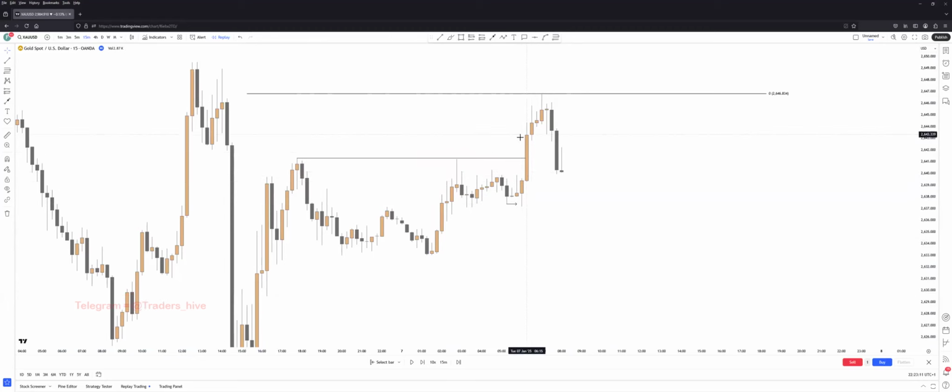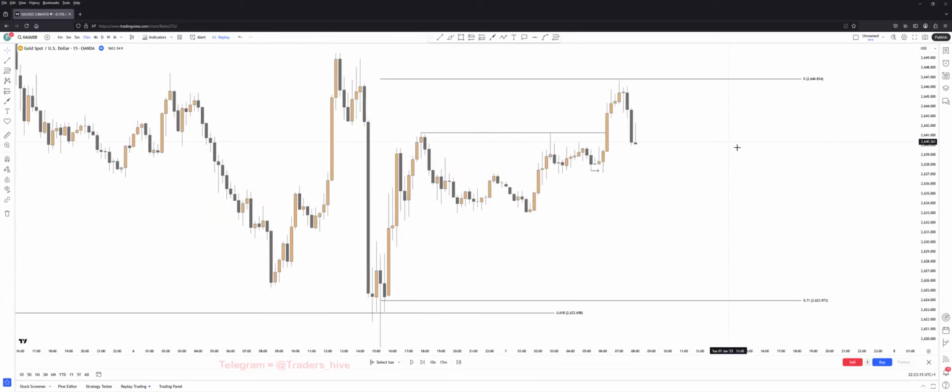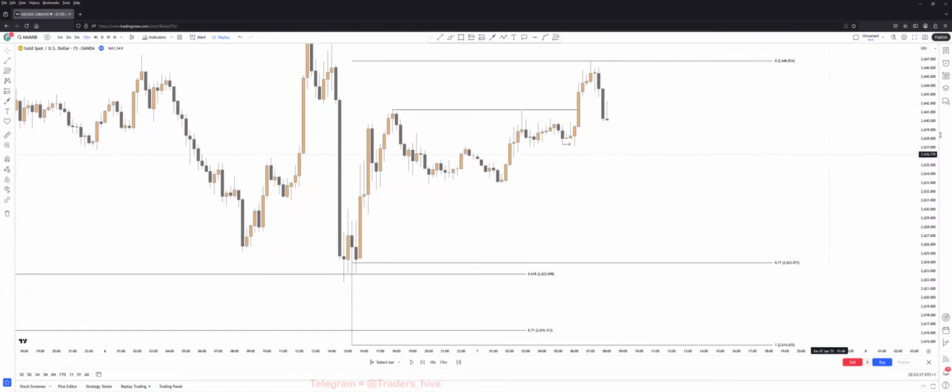There is a really nice amount of volume and order block. So what I told you in the previous video is that the best option you can have here is to split the risk.